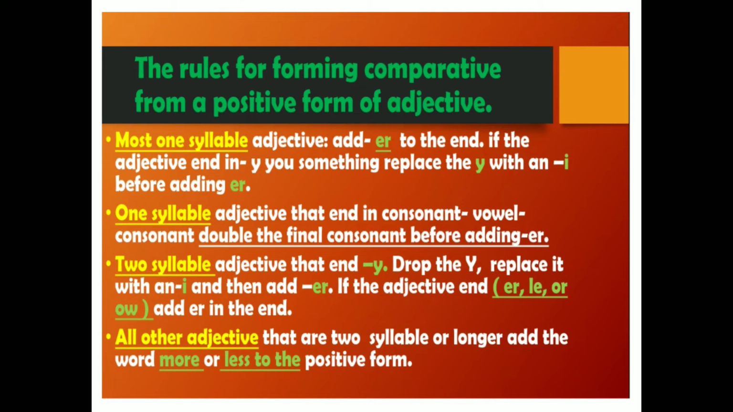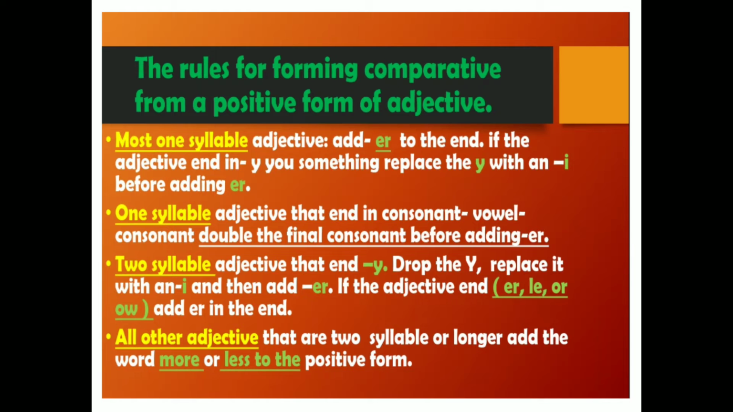Next is one syllable adjective that ends in consonant, vowel, consonant: double the final consonant before adding er. So for example big. So ang big, i-double nato ang consonant nga g, mahimo na siya double g, then pagkahuman mag-add na tag er. So big mahimo na siya bigger.